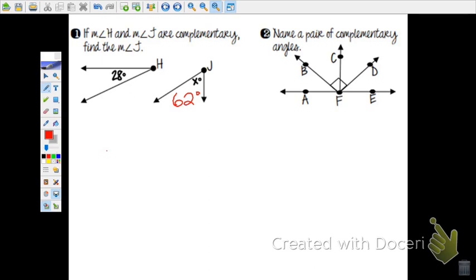AFB and BFC. Angle AFB and angle DFE. Is that what you said? No. AFB and BFC. And BFC? Yeah. Do we know that those two angles are complementary? Yeah. How do we know that? No. B. He said BFC.